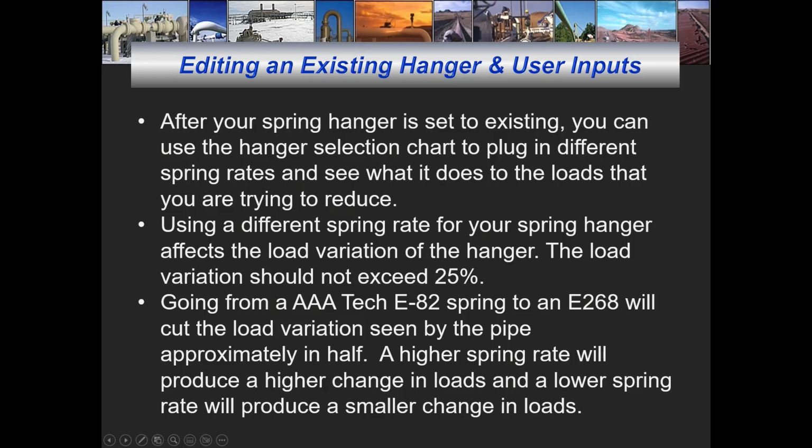That affects the load variation of the spring hanger, so you have to make sure that it doesn't exceed 25%. For instance, if you're going from a AAA Tech E82 spring to an E268, that will cut the load variation seen by the pipe, or whatever it's attached to, approximately in half. A higher spring rate will produce a higher change in loads, and a lower spring rate will produce a smaller change in loads.